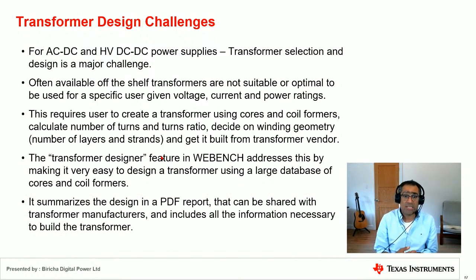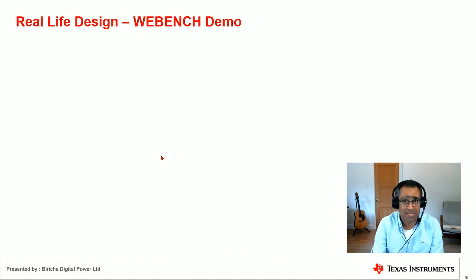It summarizes the design in a PDF report with all the engineering data available, and then of course you can send that to the transformer manufacturer, or if you're winding your own, you can wind your own sample, but you can certainly speed up the process of designing the magnetics for your power supply. So we're going to demo that now.